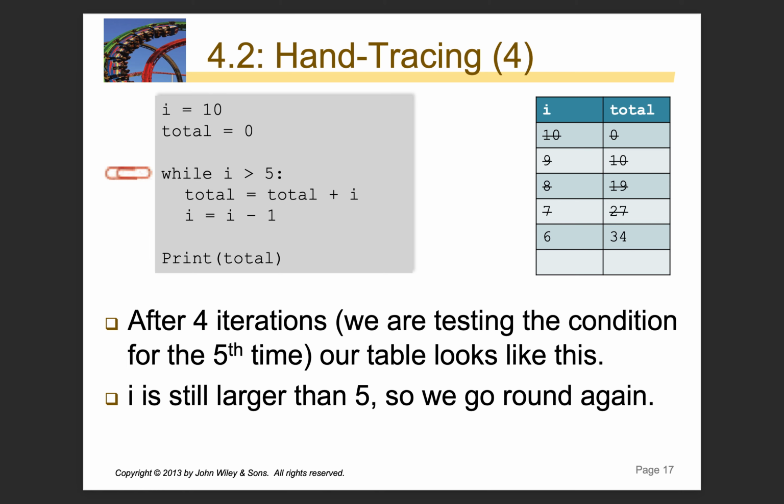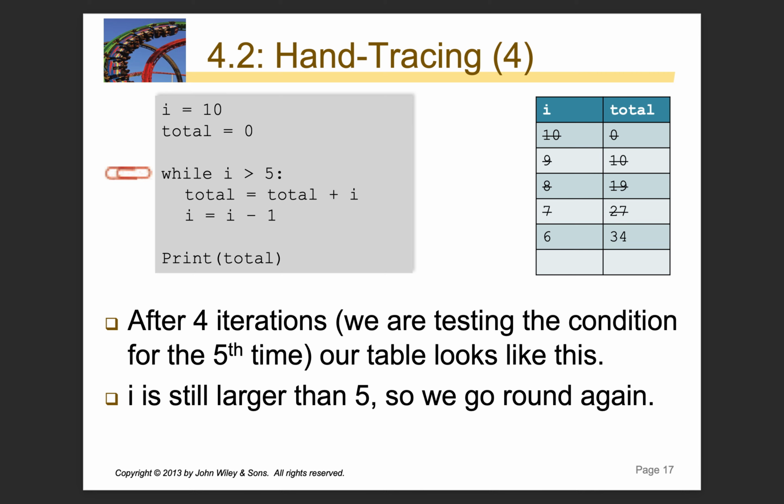So after 4 iterations, if you've done this, we are now testing our condition for the 5th time. We tested it for I equals 10, I equals 9, 8, 7, 6, right? Our table is going to look like this. I is still larger than 5, 6 is still larger than 5, so we go around one more time. So total equals total plus I. Our total is 34, our I value is 6, so we get a value of 40 out, and we have I equals I minus 1, so 6 minus 1 is 5. So we're going to have 5 and then 40 in this column, in that row.